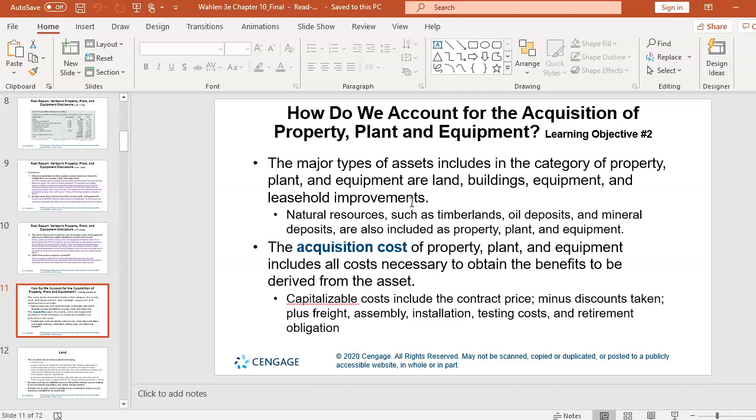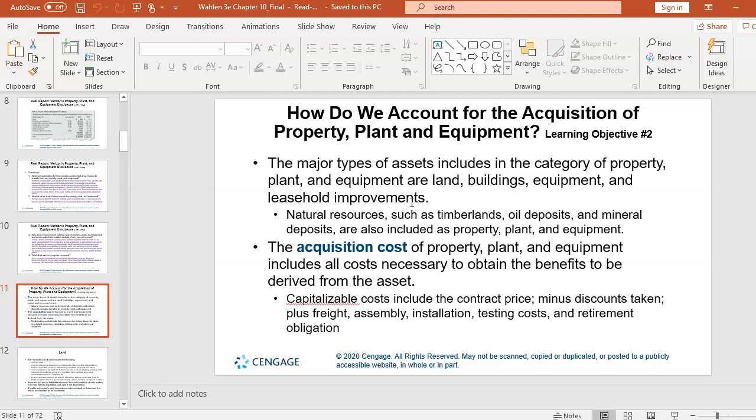So acquisition cost includes not only the cost of purchasing an asset. A great example to me is a delivery van. If you go down to, let's say, Billion Automotive, and you buy a new delivery van, you negotiate a price, right? And then they're going to give you paperwork that says, here's the agreed upon price. You're going to sign a few documents. Here's the price. Here's what you owe us for this vehicle.